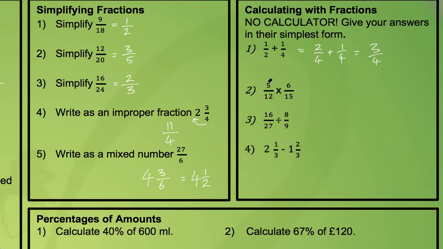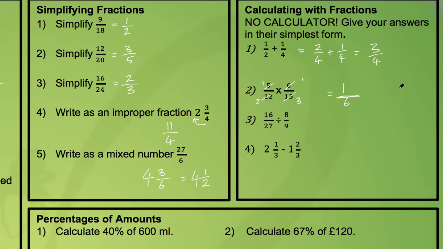Multiplying, I need to multiply the numerators, multiply the denominators, but of course if I can cancel first, then I should. So cancel anywhere between numerators and denominators. I've got 5 there and 15 there. So divide both by 5, I get 1, 3. 12 there and 6 there. Divide both by 6, I get 1 and 2, leaving me with 1 times 1, which is 1, 2 times 3, which is 6. So the answer is 1/6.